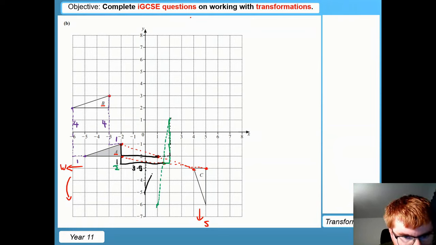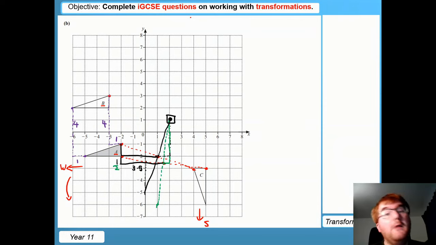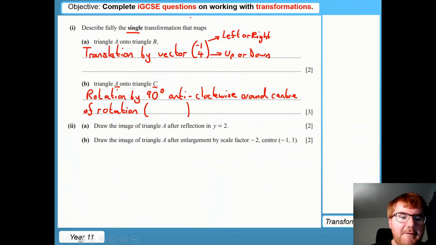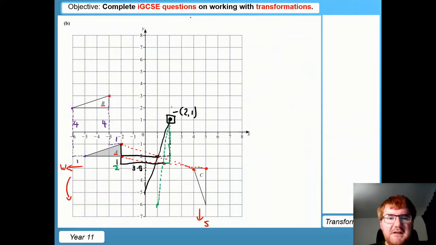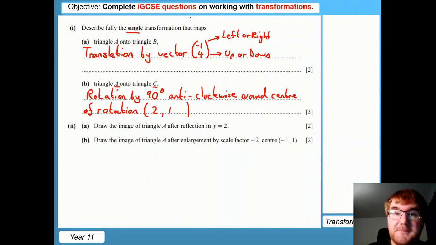So go like this. And what we're looking for here is where the green line and the black line actually cross. So this is one way you can identify your rotation point without using tracing paper. So this will be our point, and this is the point here, (2, 1). So we need to write that in as our third bit of information. I will do some more practice on that particular skill because I know it's something that students find quite difficult.